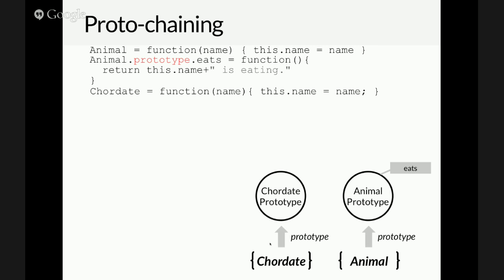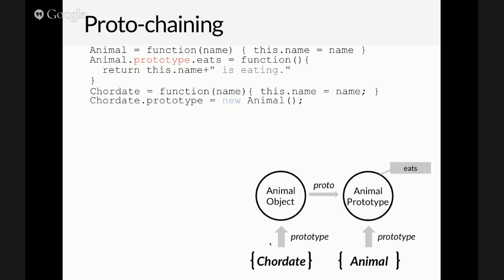Then we're going to create a chordate constructor in memory. So we have chordate, it has a prototype, and it has a prototype pointer, which points to this object in memory. Now, just sitting alone, just creating a chordate constructor, this doesn't inherit. It doesn't have a proto chain set up to go through animal just yet. Right now, this all goes through base object. If we want to point that pointer from chordate's prototype to animal's prototype, we can say chordate.prototype equals new Animal.